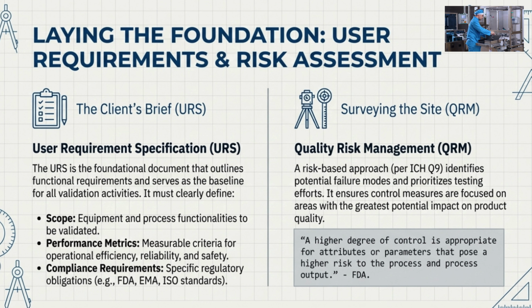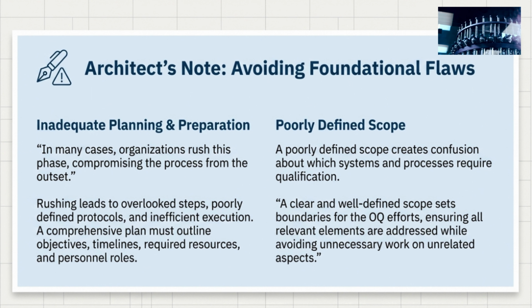A common pitfall in protocol writing is rushing this planning phase. Rushing leads to overlooked steps and inefficient execution. A comprehensive plan must outline clear objectives, realistic timelines, and defined personnel roles. Without a clear scope, you risk scope creep, where you waste time testing systems that don't actually impact the validated state of the equipment. When you begin drafting the actual document, follow a standard anatomy.